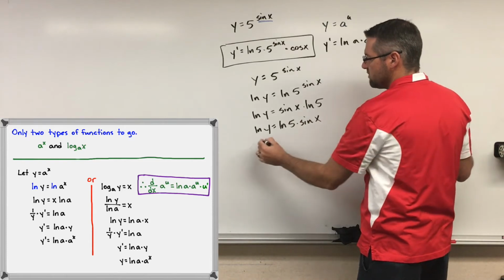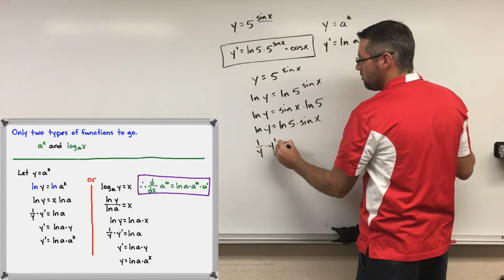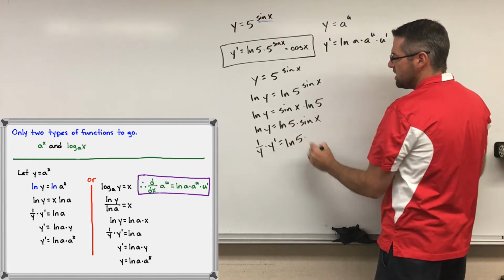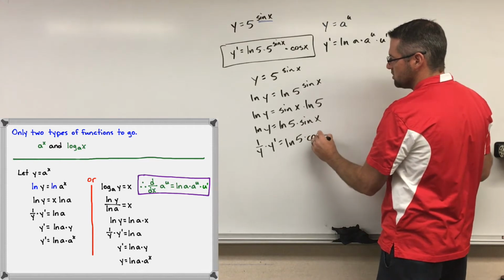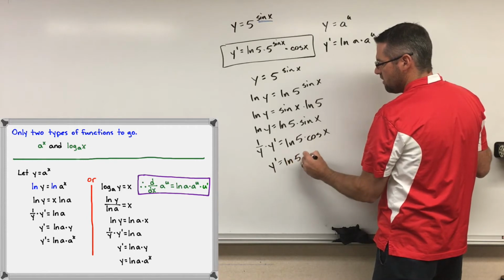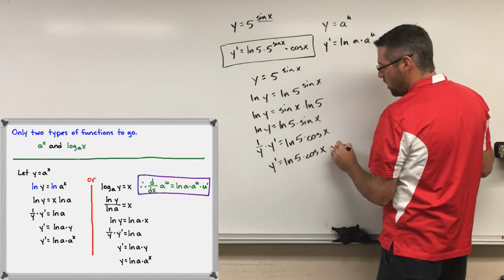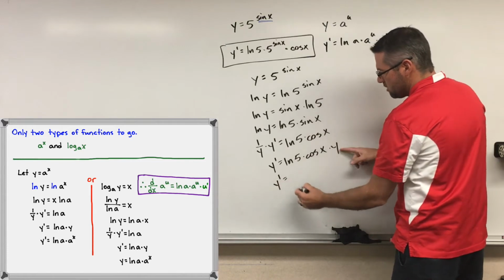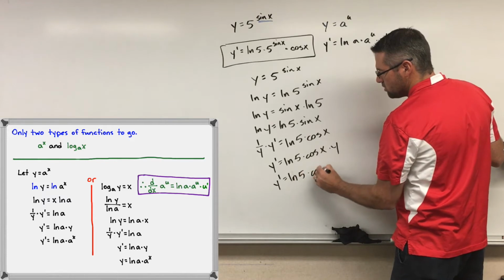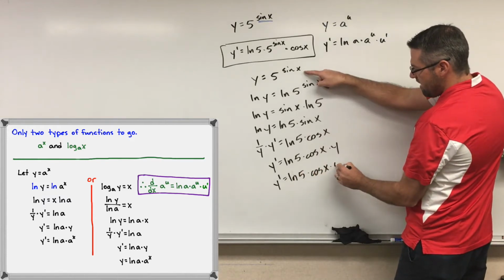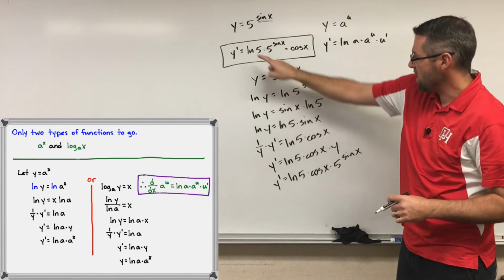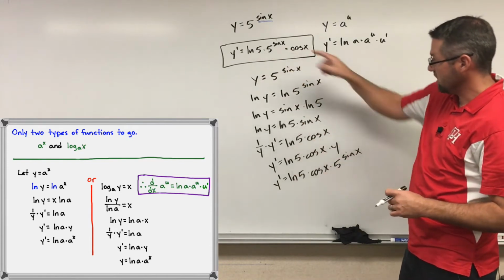And then I'm going to move that natural log of 5 in the front because that's a constant. And then I'll go ahead and take the derivative. So I end up with 1 over y times y prime equals, well, that's a constant multiple, so it's natural log of 5, and then times the derivative of the function, so times cosine of x. And then we'll go ahead and multiply by y. So we end up with natural log of 5 times cosine of x times y, and then replace that y value with what it's equivalent to. So that would be the natural log of 5 times cosine of x times 5 to the sine of x. And that's exactly what we have here. The natural log of 5, 5 to the sine of x, and cosine of x.